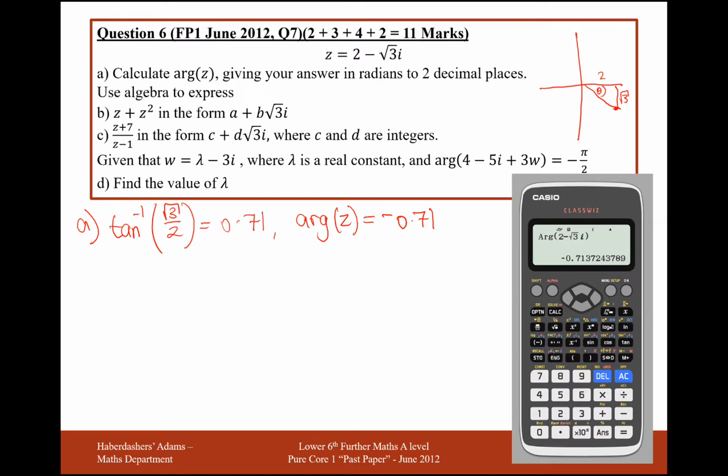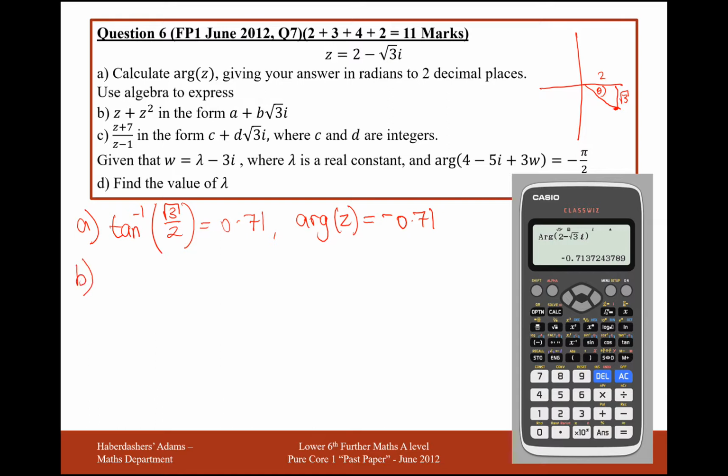You have to use the eng button down here to select i. You can see the purple i that's there. That's the one you're looking for. Close the bracket and then press equals, and that is your argument. So I've answered this question to 2 decimal places, so that looks about right.